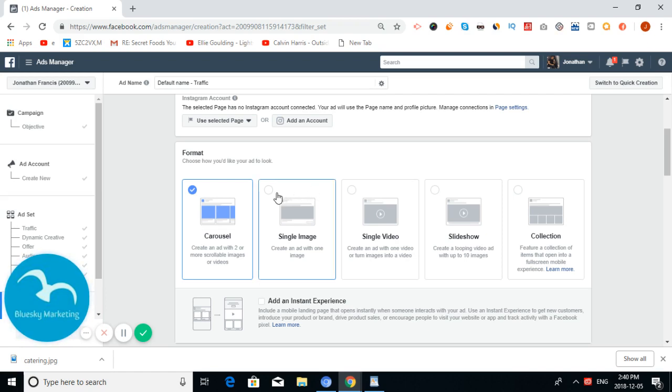The next one is a single image. This is where you simply create an ad using only one image. So say you're making an ad for an e-commerce store, you're selling a t-shirt, you're selling your best-selling shoe, or you have a physical location, you're showing a dish, you're showing happy clients, customers, etc. Then this is what you want to choose. Single video.